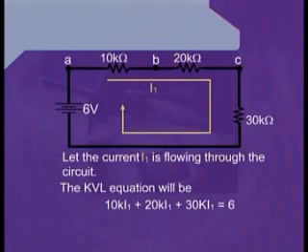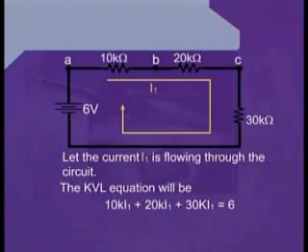10 kI1. Remember that because the terminal of the 10 kilo ohm resistance which is attached to the point A is also directly attached to the positive terminal of the 6 volt source, therefore we have put a positive sign next to 10 kI1. We go through the 10 kilo ohm resistance to reach at the point B.